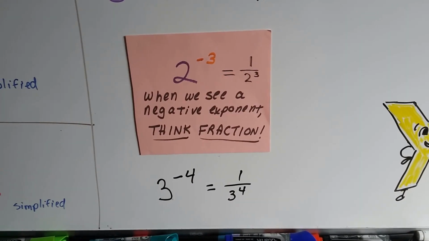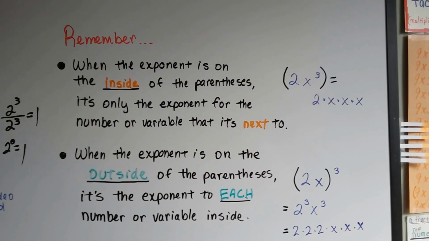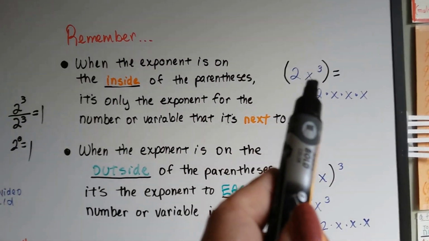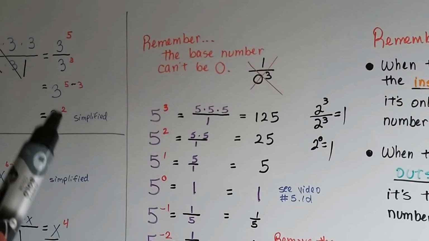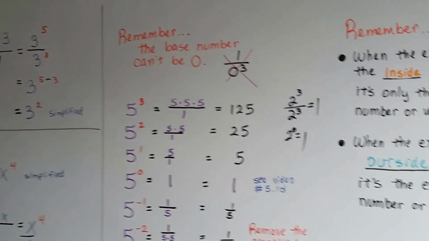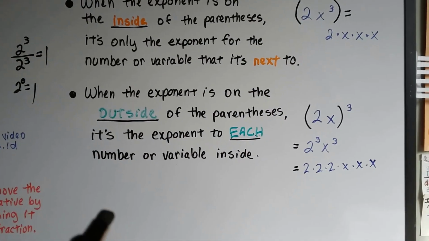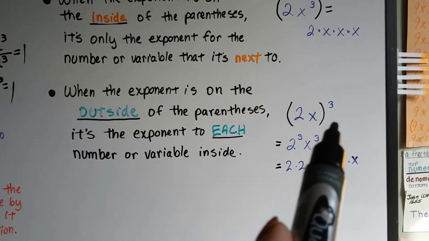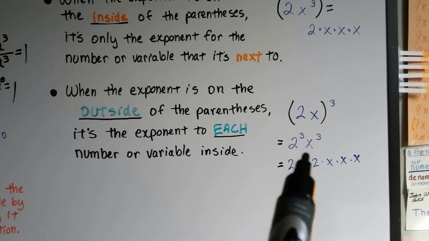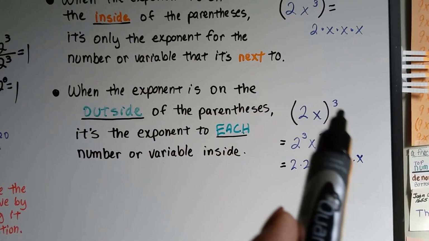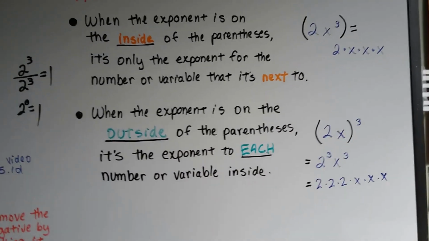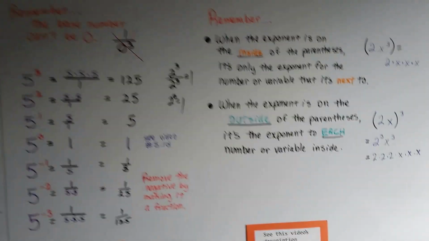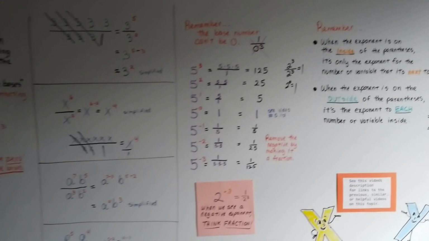It's a positive, see? So remember, when the exponent is on the inside of the parentheses, it is affecting only the variable it is next to. And even if it's not in parentheses, it's only affecting the variable it's next to, okay? It's when the exponent is on the outside of the parentheses, it gets distributed to each one. So this would then become 2 to the 3rd power, x to the 3rd power, because it's distributed to both of them, see? All right, we're going to talk about negative exponents in the very next video.